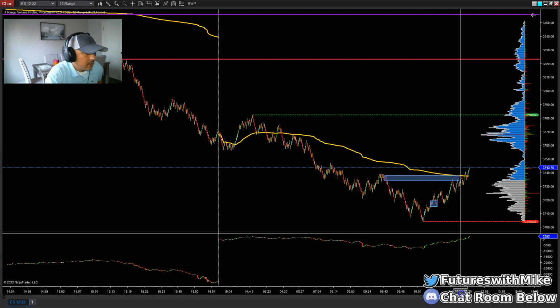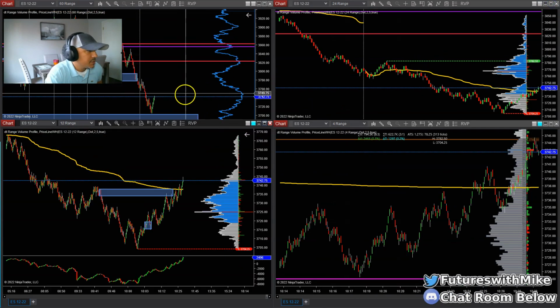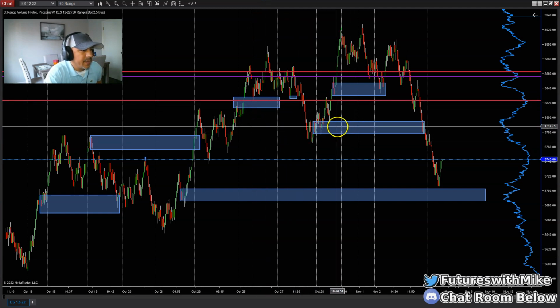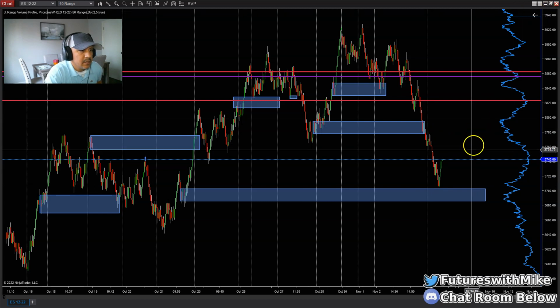But again, I'm looking for possible areas of shorts because of the direction of the higher time frame. Being that it broke major structure to the downside here, I'm looking for pullbacks.